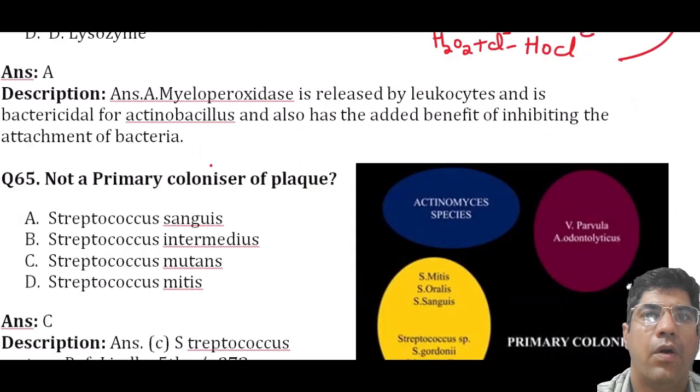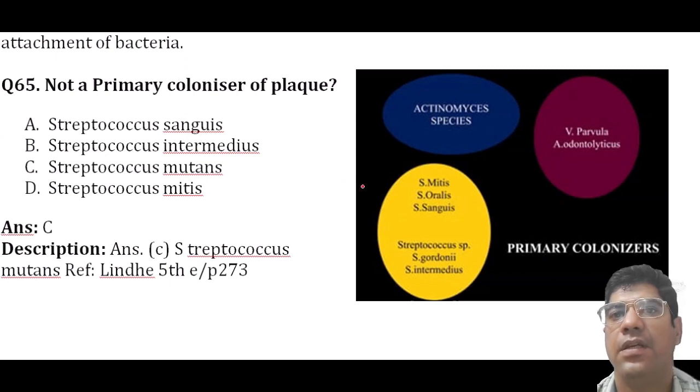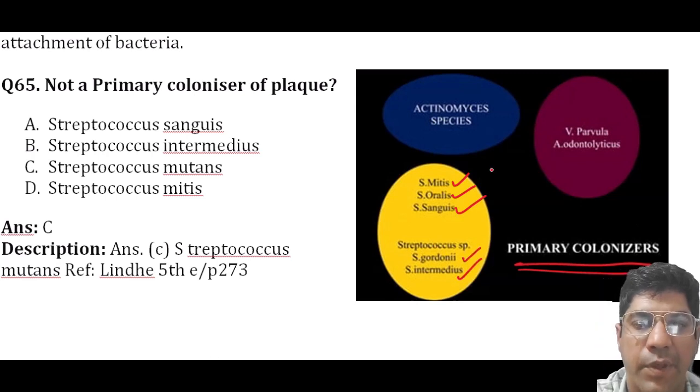Not a primary colonizer of plaque is S. mutans. So remember, the primary colonizers are S. mitis, S. oralis, S. sanguis, Streptococcus species, S. intermedius and S. gordonii. So your answer would be C here.